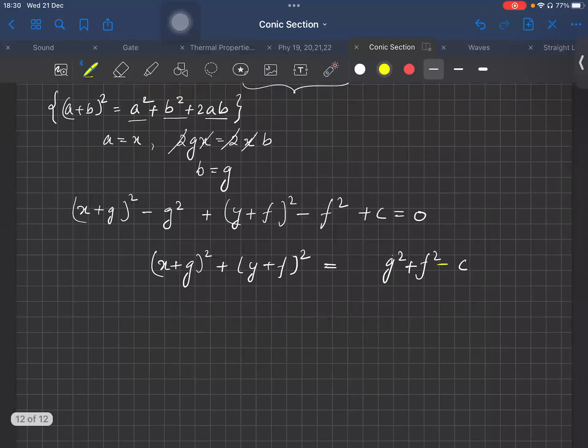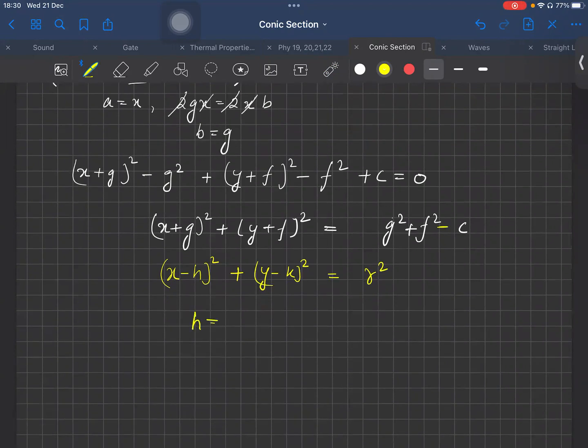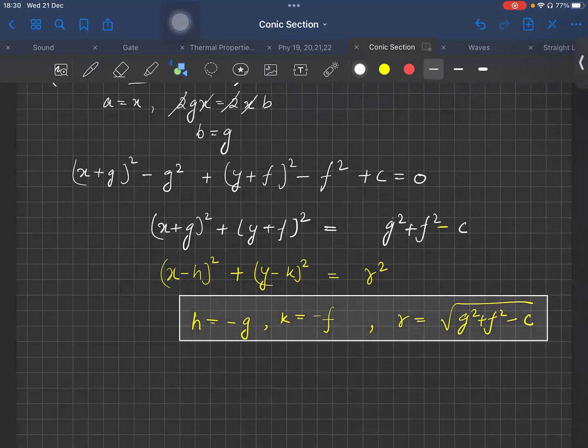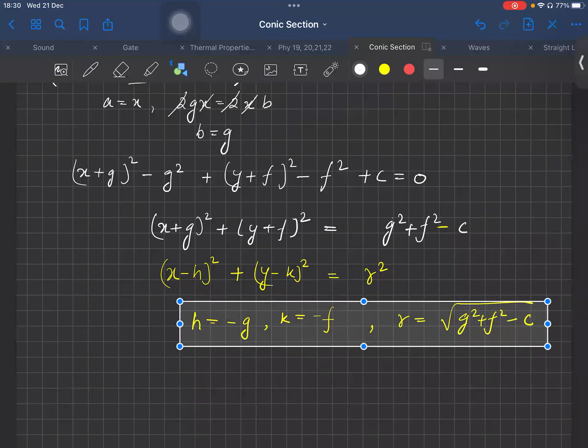So we have written in this form. Now let's compare with the general equation: x minus h whole square plus y minus k whole square is equal to r square. If you compare, you'll get h is equal to minus g, k is equal to minus f, and r is equal to square root of g square plus f square minus c. Fine. Got it? Anyone is having doubt here? No, sir. Okay.